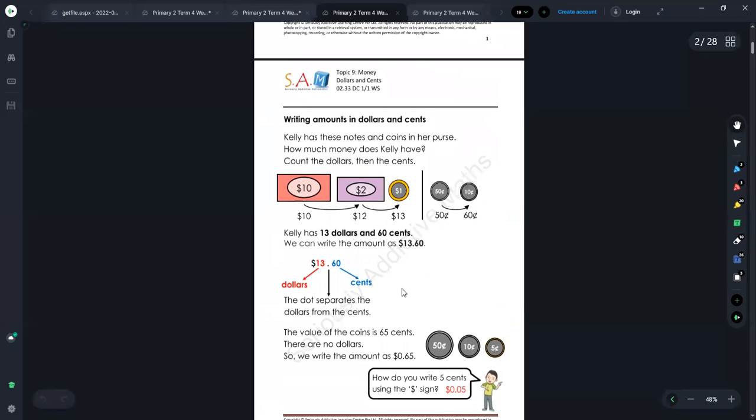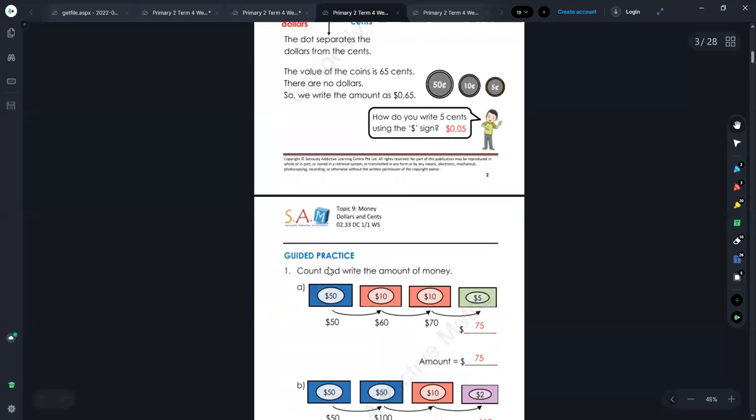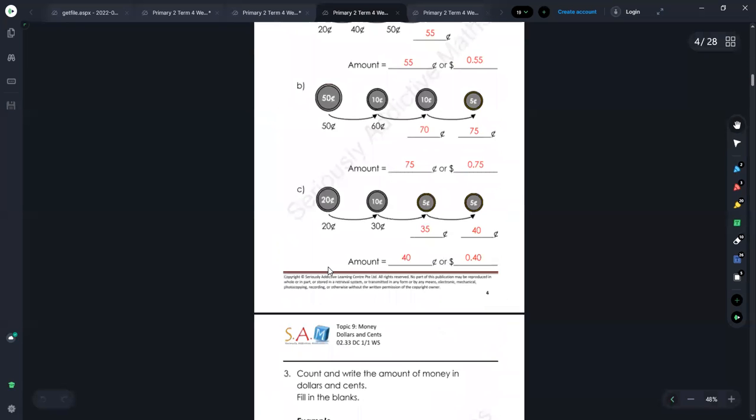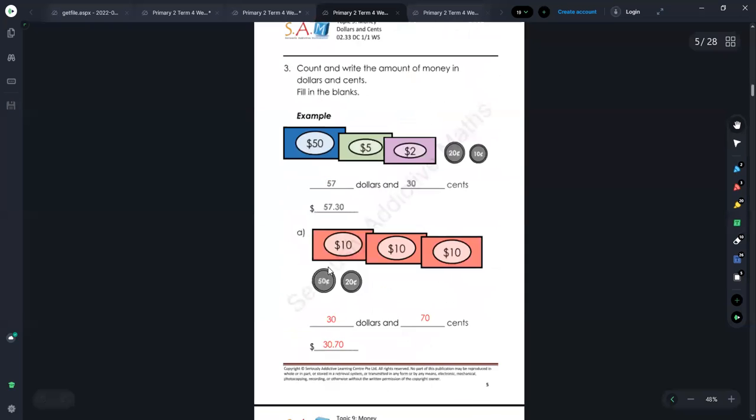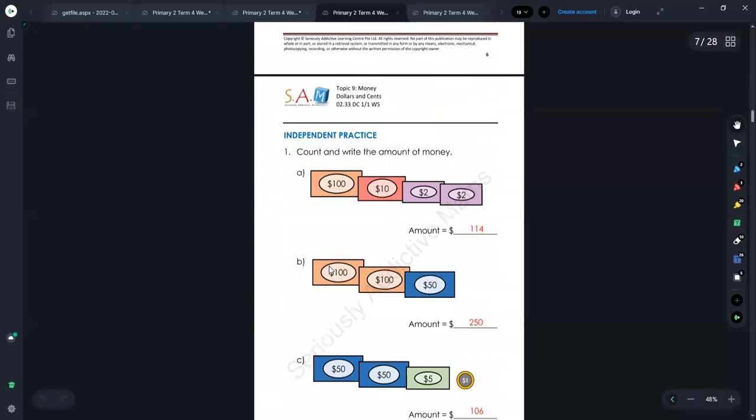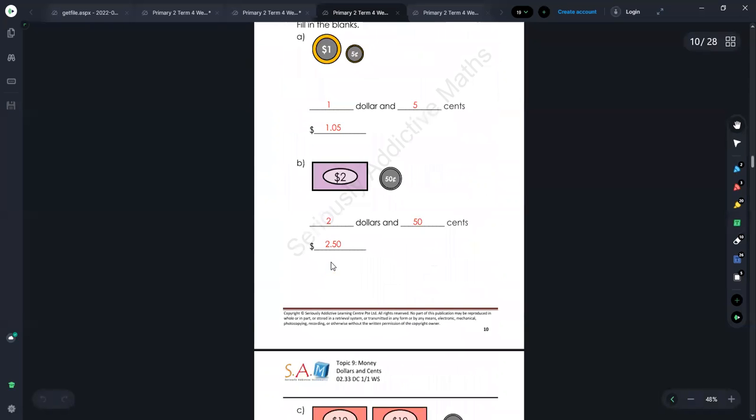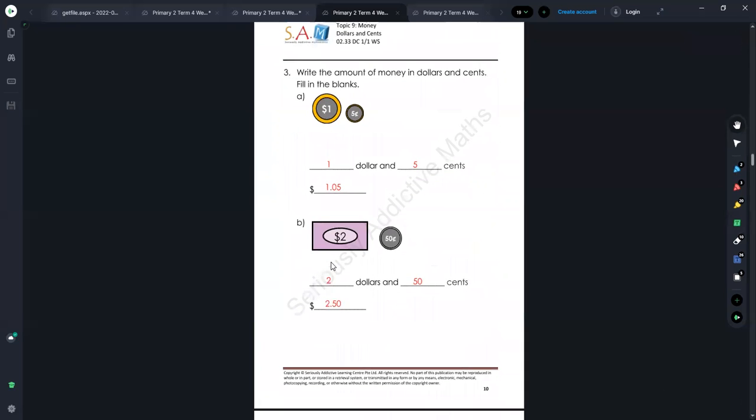For the second part, this is writing amounts in dollars and cents, so quite straightforward. You tell them that the dollars are written on the left of the so-called decimal point here, the dot, and then the right will be your cents. Then get them to do a guided practice, and so on. Quite straightforward.